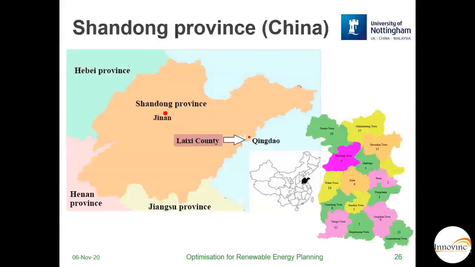And let me show you a case study that we applied in China. This is Shandong province. There's a small county called Lanxi. Within this county, there are different towns. As you can see in the map, there are altogether 15 towns within Lanxi county.